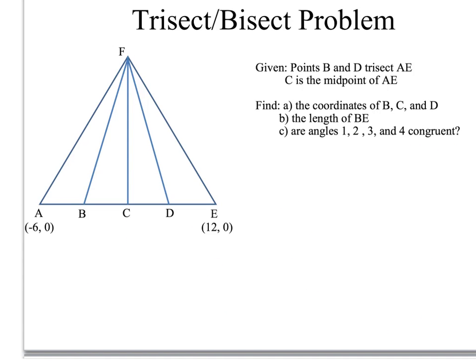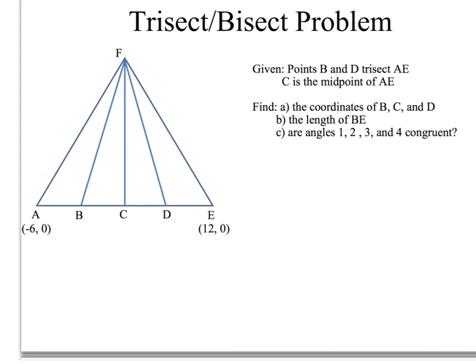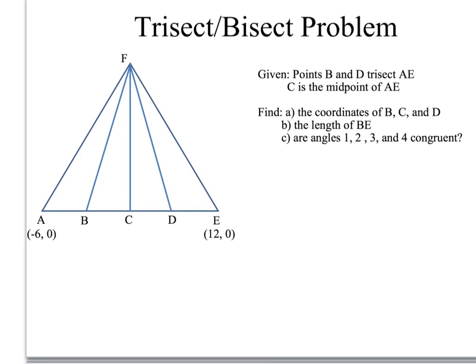Next up, we are going to look at a trisect and bisect problem. I think one of the biggest mistakes guys make is that they try to put the trisection and bisection together. Really, I want to treat this as almost two separate problems. First problem we're going to be looking at, we have a trisection. B and D trisect AE. Don't even look at the second piece of given information yet. We're not going to use it.